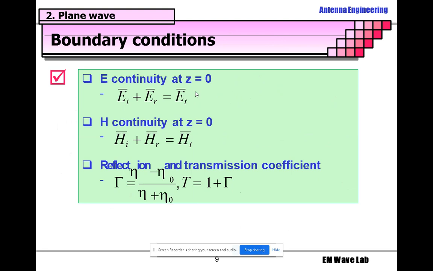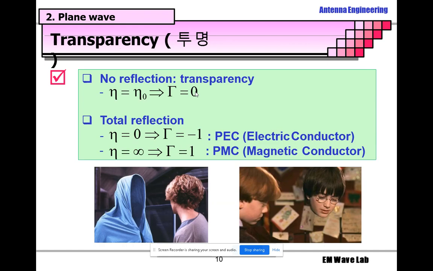Then boundary condition: how the electric field and magnetic field continue at the boundary when the electromagnetic wave travels from one medium to another medium. There will be a boundary between the two mediums. In that boundary, the value either changes or the same value continues for the electric field and magnetic field. That will be learned in the boundary conditions. Transparency. Transparency is nothing but the case where there will not be any reflection. That will be called transparency.